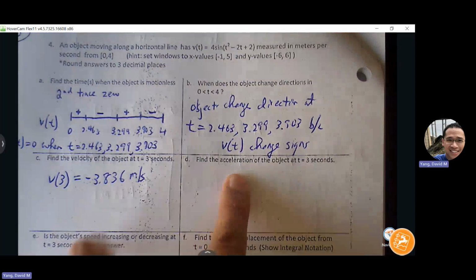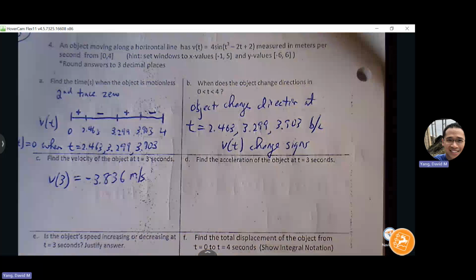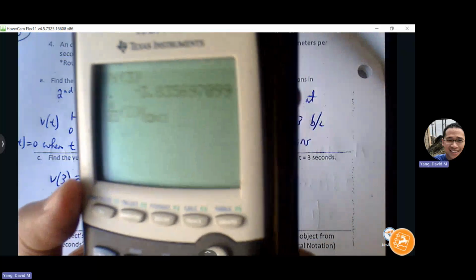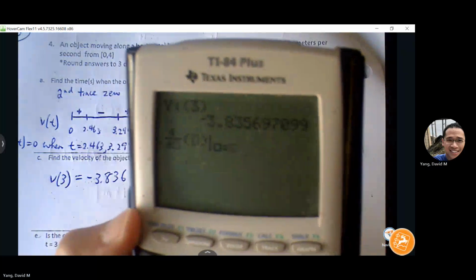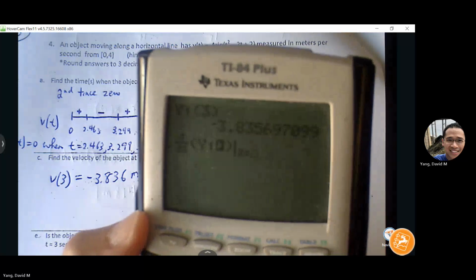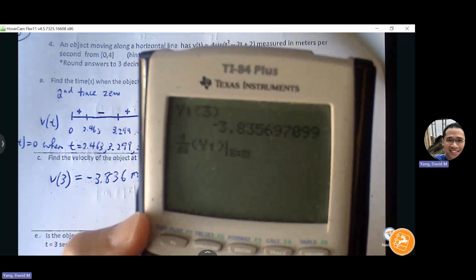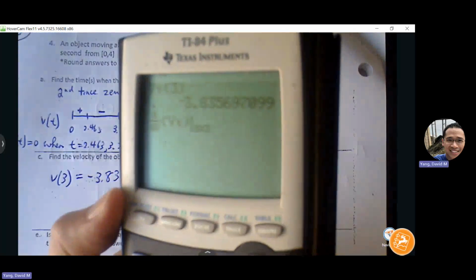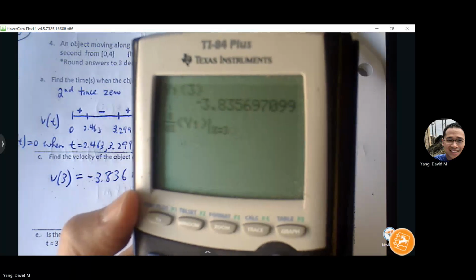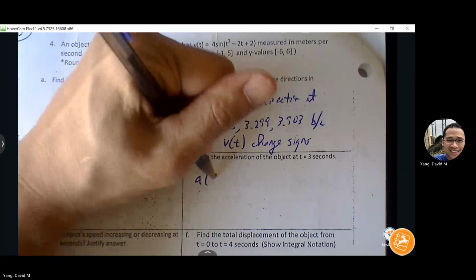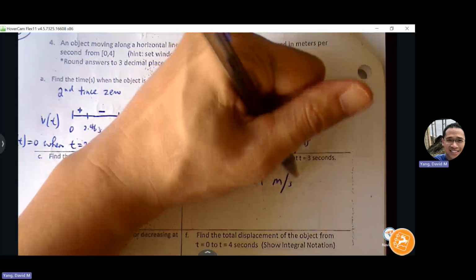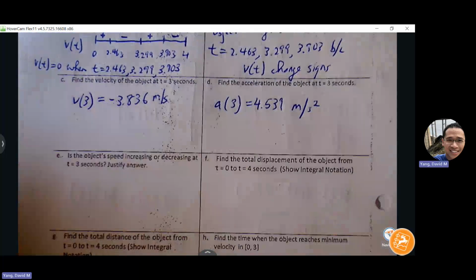Acceleration is the what of velocity? Derivative, yeah. So I can just make my calculator do the derivative feature. So we do math 8. Math 8 will take you to your derivative feature. Put in the velocity function and then plug in 3 to figure out the acceleration, make the calculator find the derivative for you. And plug in the value. Okay, your units of measure is meters per second squared.